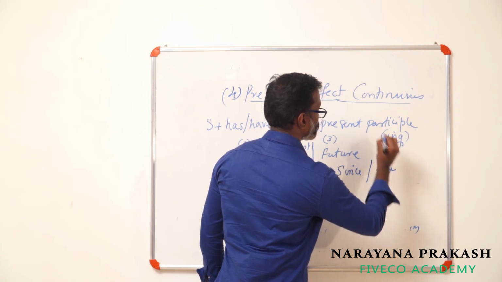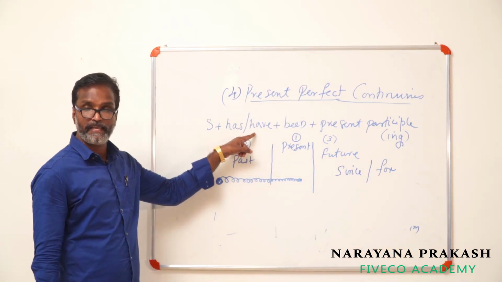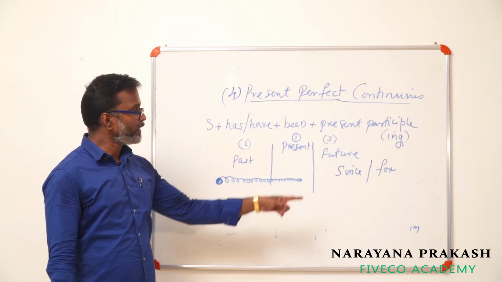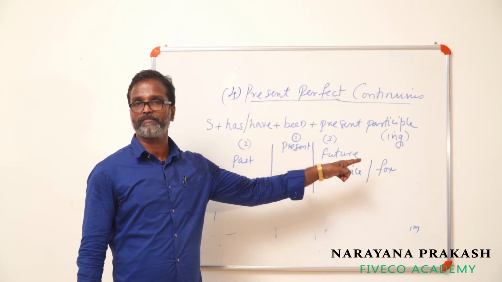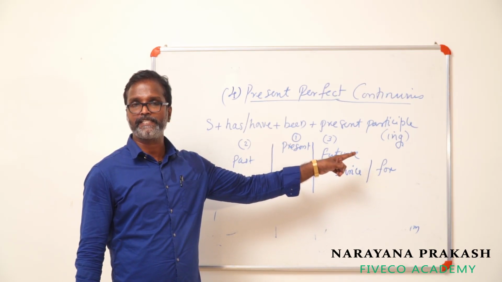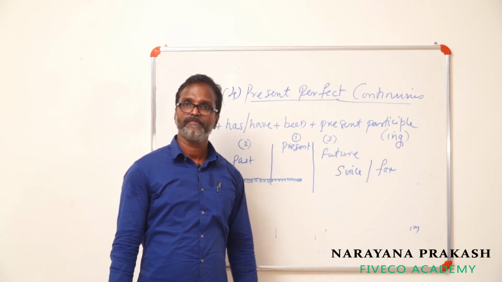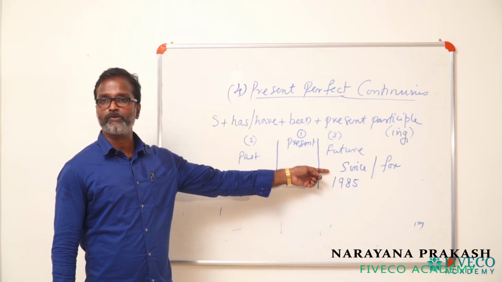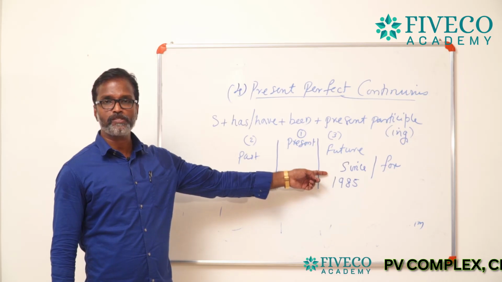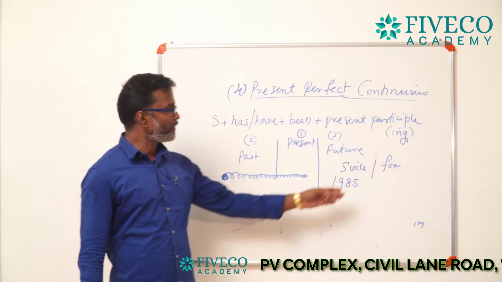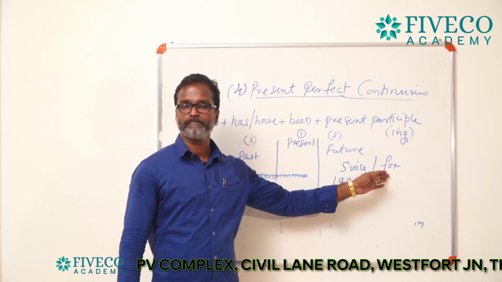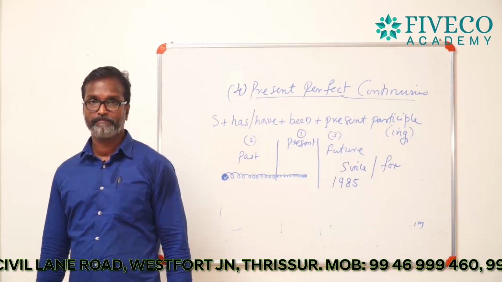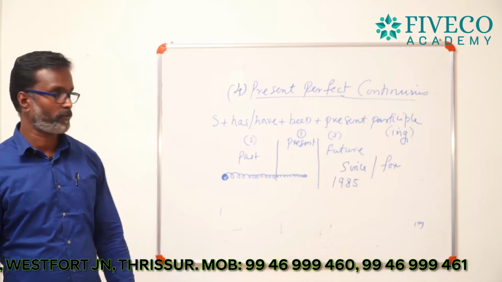You may think that this structure will be enough for you to write sentences in present perfect continuous. No, you need to use since or for if you want to write sentences in present perfect continuous. So what is the difference between since and for? Since shows a point in time and for shows a long period of time. You want to record this condition in your memory.